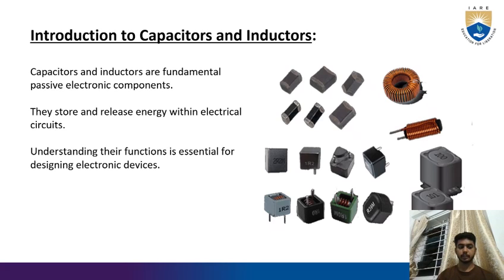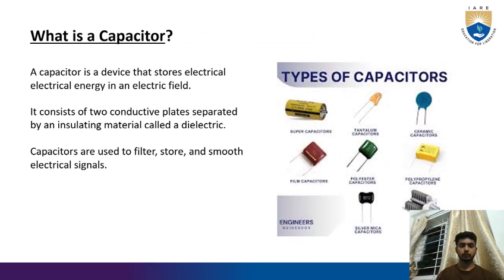Understanding these two components is essential for anyone studying electronic communication or power systems. What is a capacitor? A capacitor is a device that stores electrical energy in an electric field. It is made up of two conductive plates separated by a dielectric material, which is an insulator like ceramic, plastic, or air. When you apply voltage across these plates, electrons accumulate on one plate and leave the other, creating a potential difference. Once the voltage source is removed, the capacitor retains the charge, which can be released later when the circuit demands it.